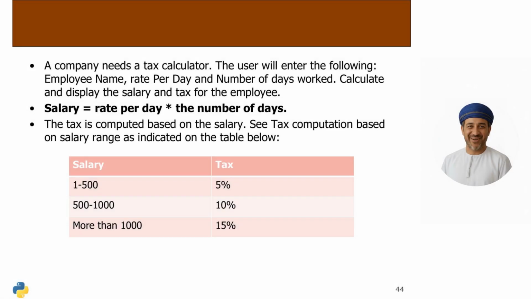To calculate an employee's salary, multiply the rate per day by the number of days worked. For tax, if the salary is between 1 and 500, apply a 5% tax. For 500 to 1,000, apply 10%, and for salaries over 1,000, apply 15%. This ensures accurate salary and tax calculations for employees.